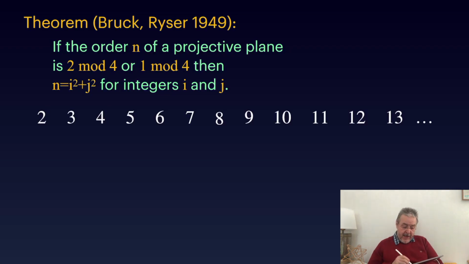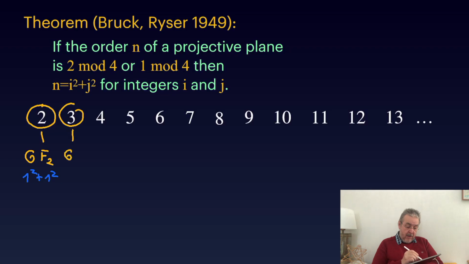So these here are the orders, and we already know that there is a projective plane of order 2, which comes from GF(2). As a matter of fact, 2 is also 2 modulo 4, so 2 must be possible to write as the sum of 2 squares, and you see it immediately: 1 square plus 1 square. So how about 3? For the 3, we also know that there is a corresponding field, and we already saw a picture of this projective plane. 3 is not 2 or 1 modulo 4, so Bruck and Ryser doesn't tell us much.